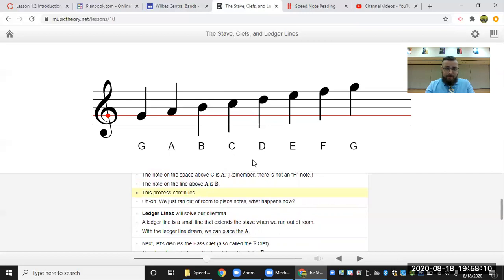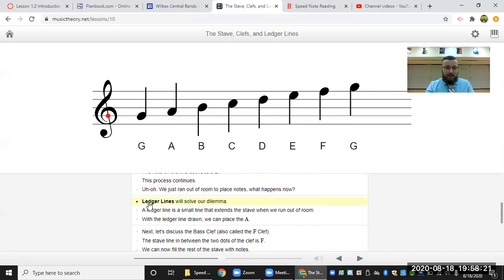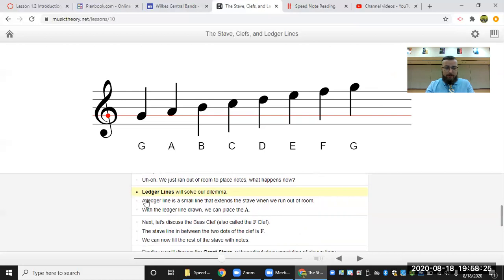All right, so this next one says, uh-oh, we ran out of notes to place. What comes next? All right, so we're going to keep on going. Ledger lines, that's a new term. Ledger lines can solve our dilemma. A ledger line is a small line that extends the staff when we run out of room. You see they just drew a line up here where my mouse is pointing. That's your ledger line there. Write that down.